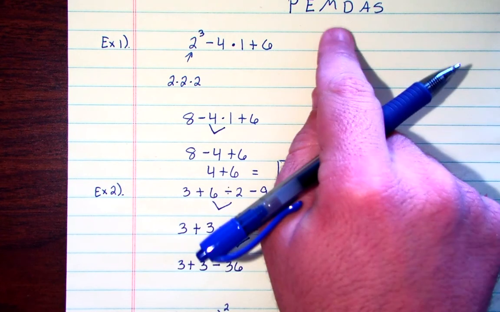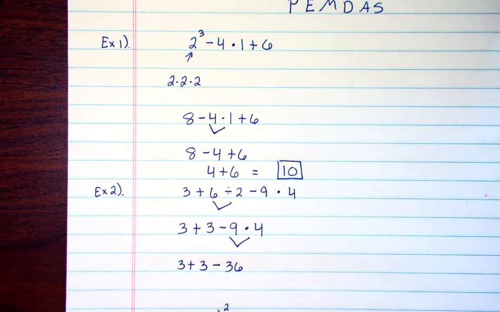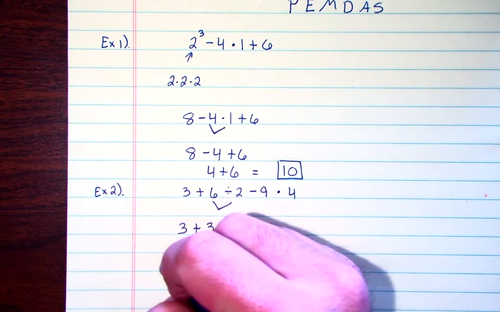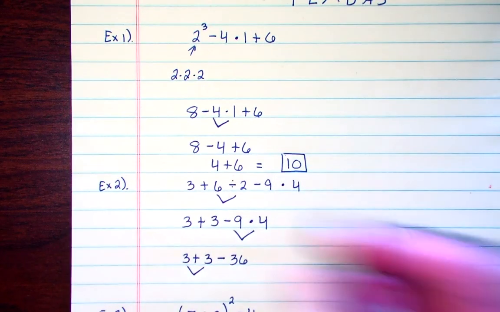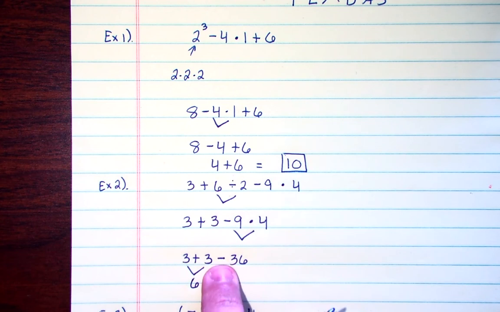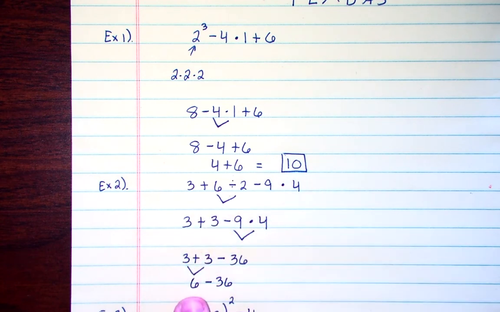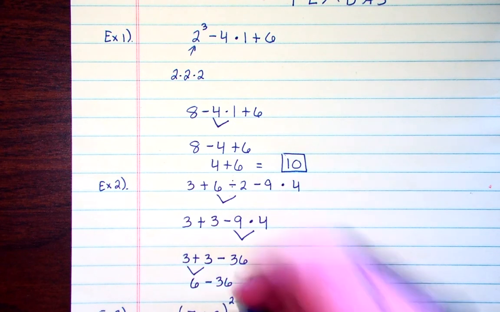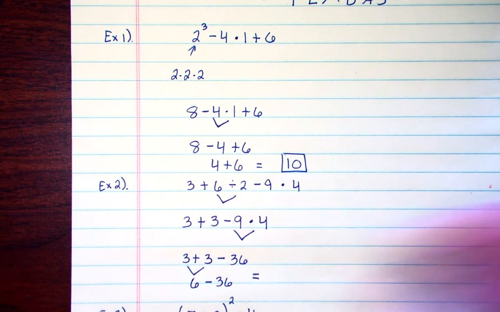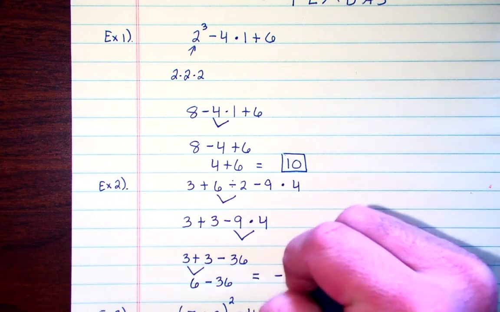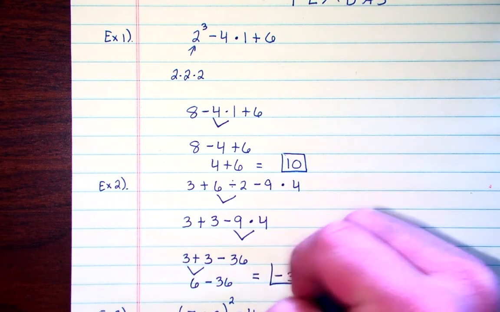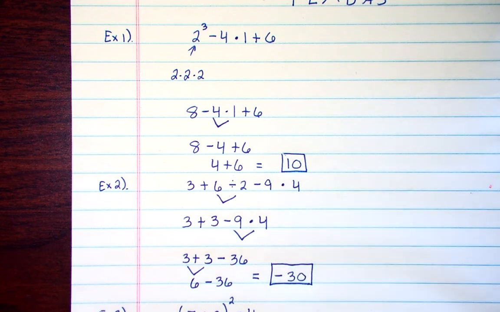Now we're on the add or subtract, whichever comes first from left to right. So right here, what is 3 plus 3? Well, that's 6. Bring down the minus 36. Now what is 6 take away 36? 6 take away 36 is negative 30. There is your answer. Again, notice how I'm going step by step. I cannot emphasize that enough.